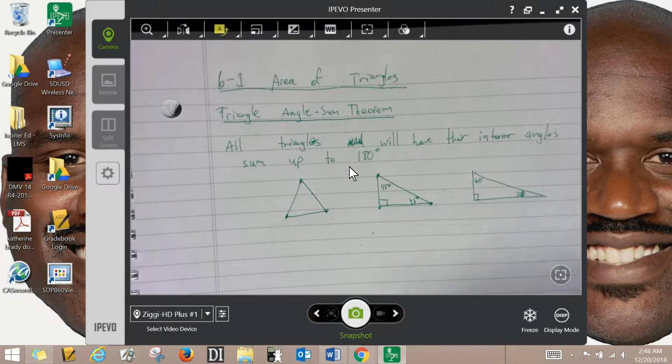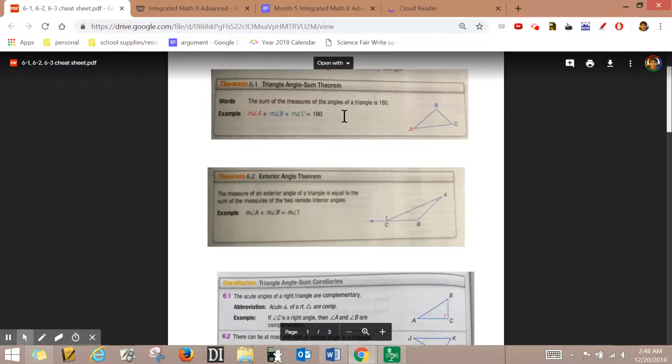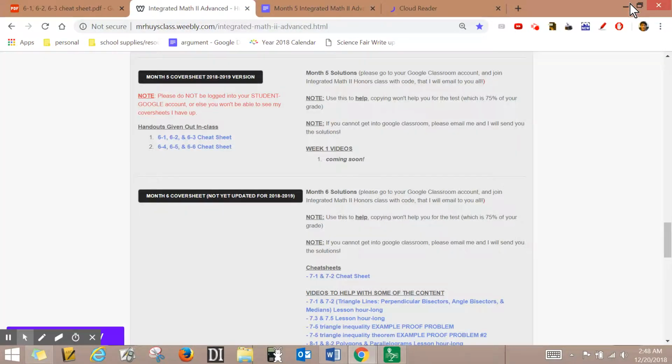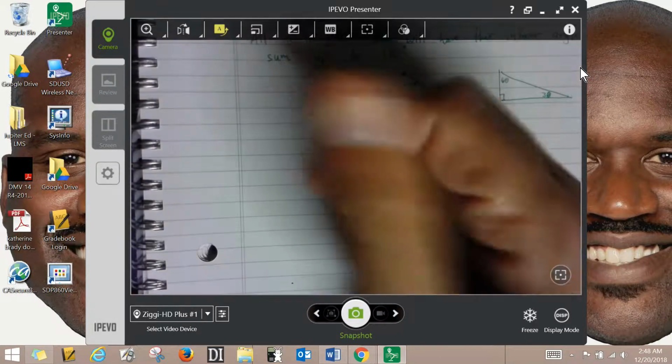Okay, so that's actually on your cheat sheet as well. I think most people have that. So you can see in this triangle, angles A, B, and C are going to add up to 180 degrees. I'm going to go over just very briefly an example that you might see in the book, and then we're going to move on to the next subject because this is pretty simple.